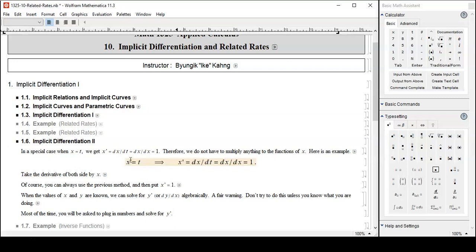Let's see. x and t are the same, as I highlighted in red. So this t and this x are the same. And what's the result? We have dx dx, and of course that's 1. Numerator and denominator are the same.